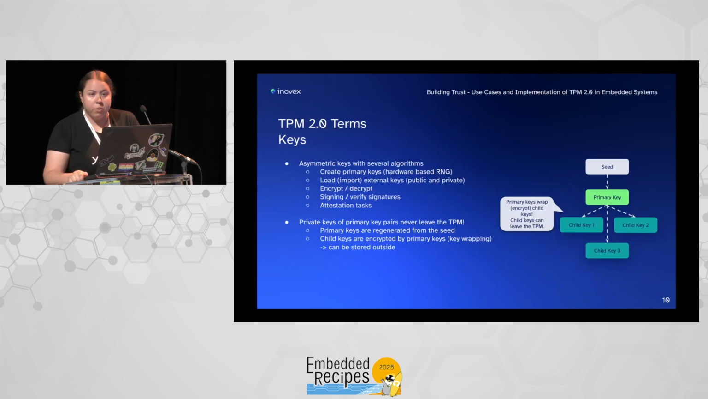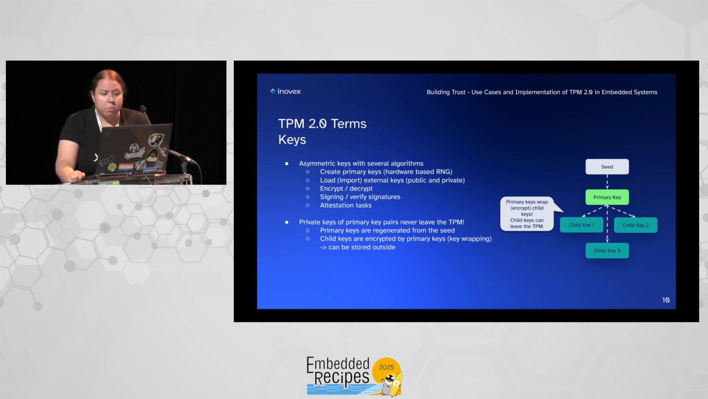And yeah, let's continue with a bit more about TPM terms. Speaking of keys, I will speak mostly about the asymmetric keys because they're the most used in most use cases, but generally the most thing I say is valid for the symmetric ones as well. There are several algorithms available on the TPM, mostly ECC and RSA. You can generate primary keys, so-called primary keys, with the TPM based on a hopefully hardware-based random number generator.